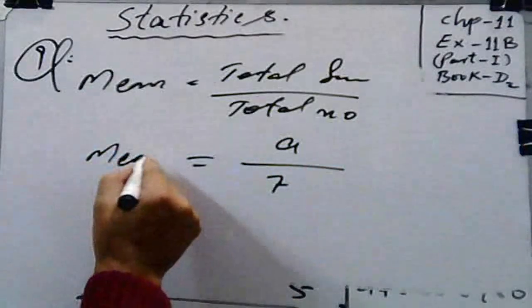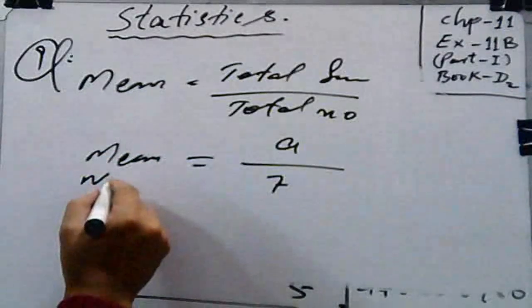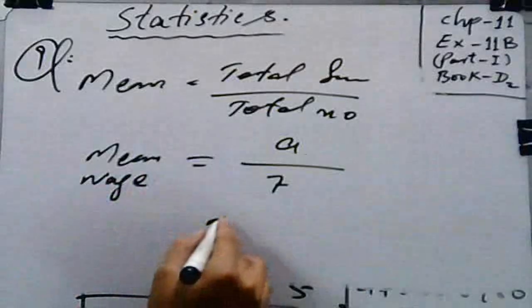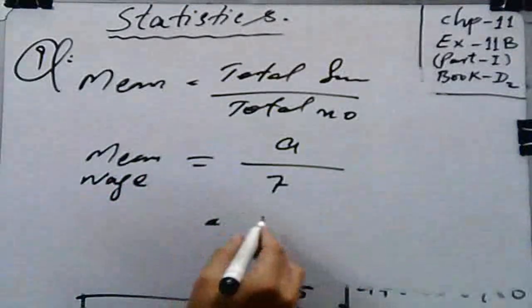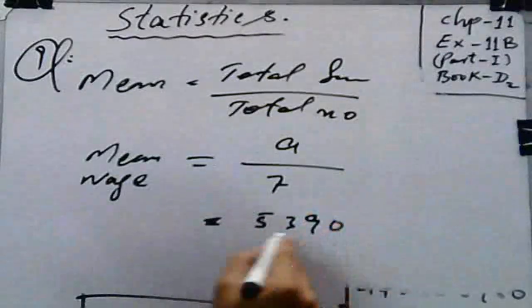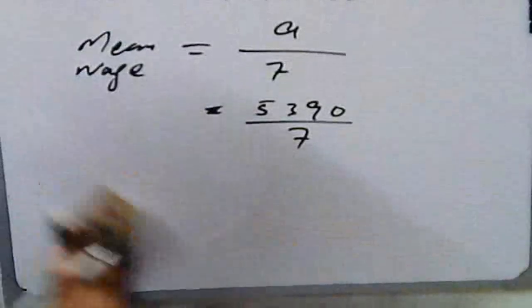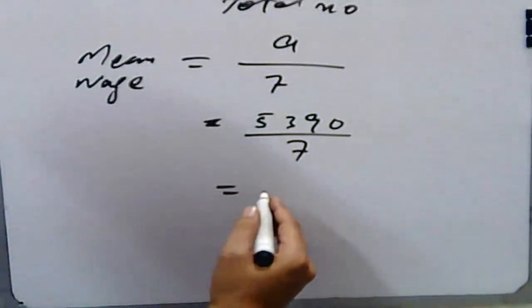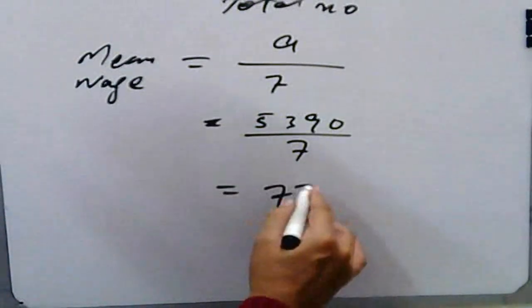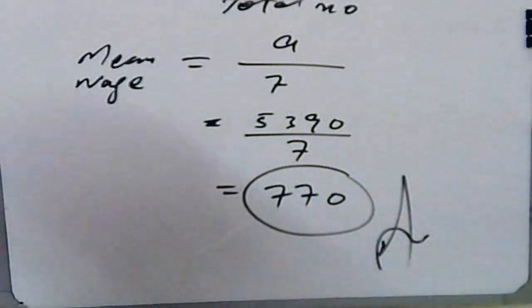So here, mean is your wage, the mean wage. The value of A we have calculated already: 5390 divided by 7. We have been asked to calculate the mean wage, so divided by 7 you will get 770, which is your required result. Coming to question number 10.